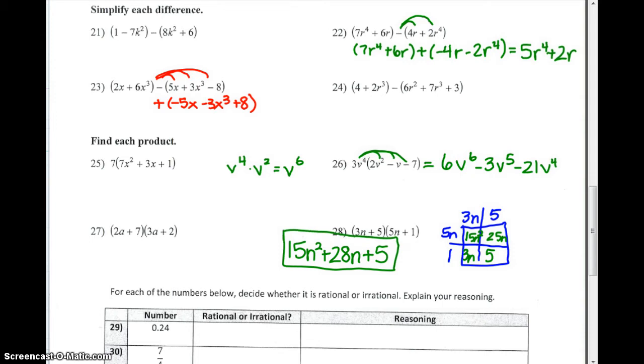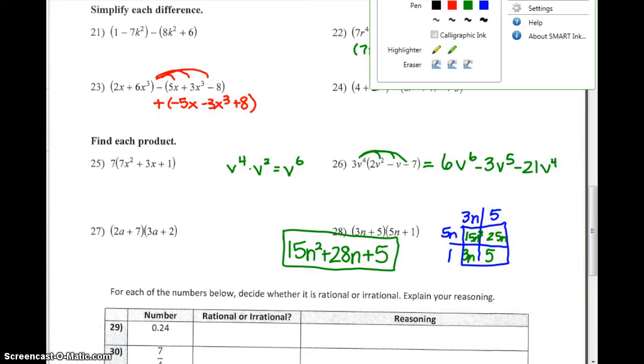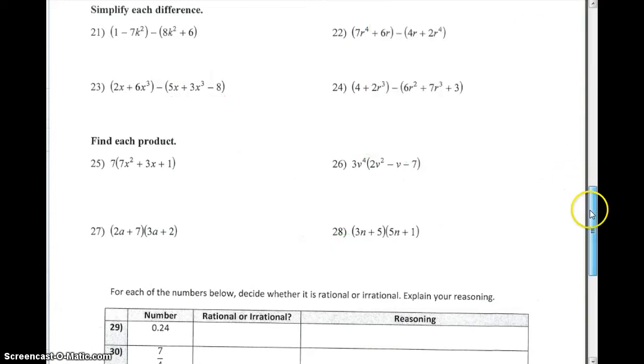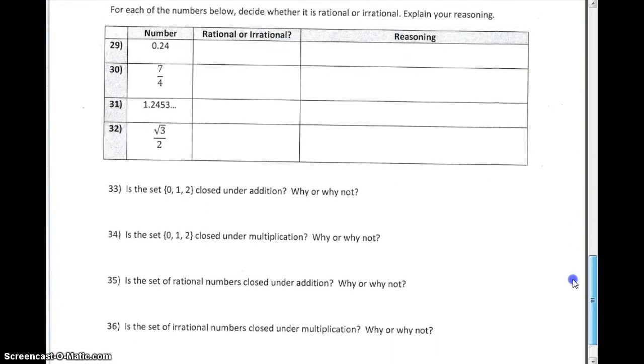I'm going to pause here and allow you to write down what you need to write down. Okay, again, feel free to pause the video as you need.